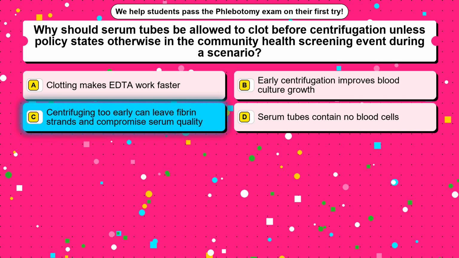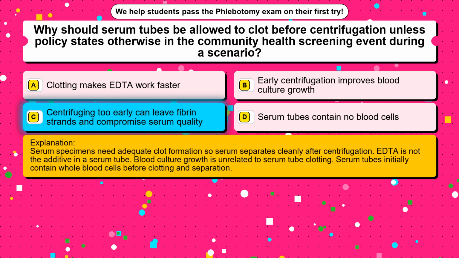The correct answer is option C. Centrifuging too early can leave fibrin strands and compromise serum quality. Serum specimens need adequate clot formation so serum separates cleanly after centrifugation. EDTA is not the additive in a serum tube. Blood culture growth is unrelated to serum tube clotting. Serum tubes initially contain whole blood cells before clotting and separation.